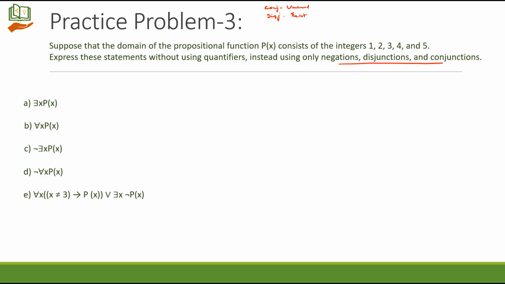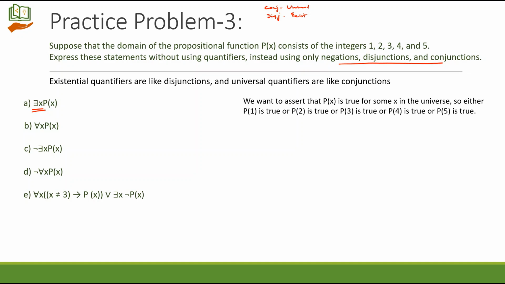There is a x p of x. So existential quantifiers are like disjunctions and universal quantifiers are like conjunctions. We want to assert that p of x is true for some x in the universe. So either P of 1 is true, or P of 2 is true, or P of 3 is true, or P of 4 is true, or P of 5 is true.